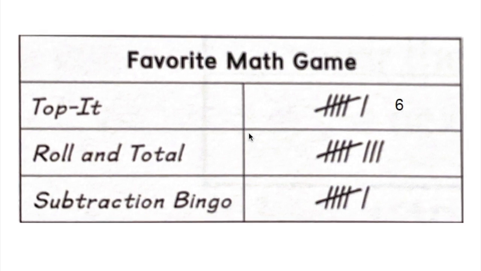How many people chose Roll and Total as their favorite math game? Let's see. Remember, there's 5 in a bunch, so 5, 6, 7, 8. There are 8 tallies for Roll and Total, so 8 students chose that game as their favorite math game.